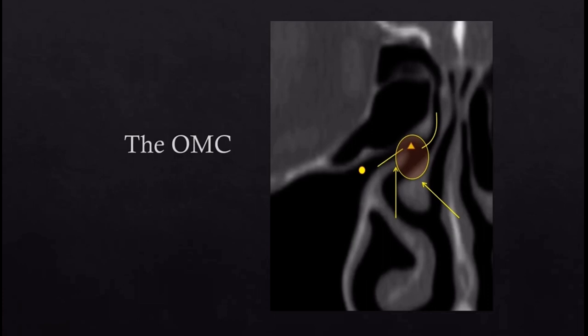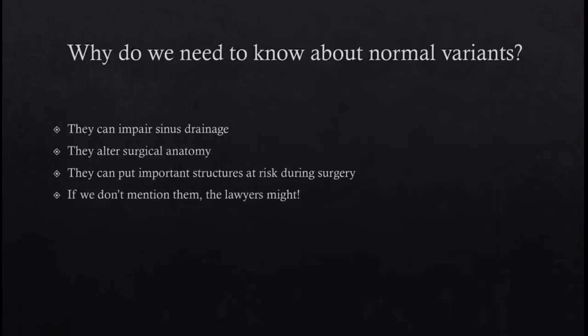So the object of most of our reporting of sinus CT is, it's not about snot. It isn't really about the sinuses which are opacified. It's about the drainage pathways and the normal variants which might obstruct them. So why do we need to know about normal variants? Well, firstly, they can impair drainage, they alter anatomy, they can put things at risk during surgery, and if you don't tell the surgeon about them, you might be telling the lawyer about them later. So remember.